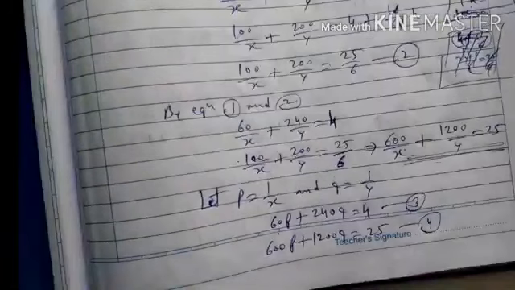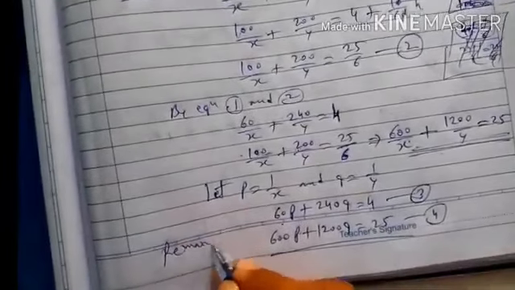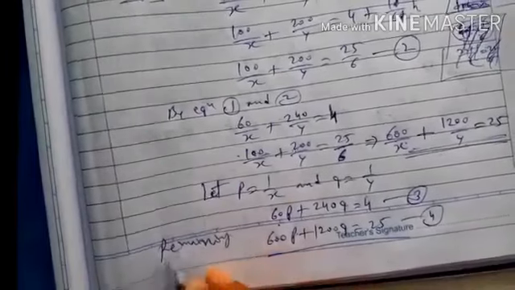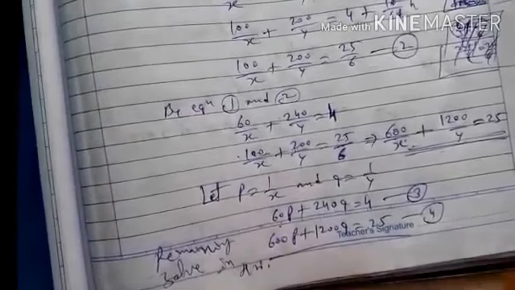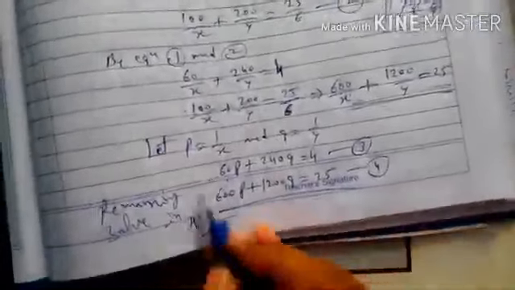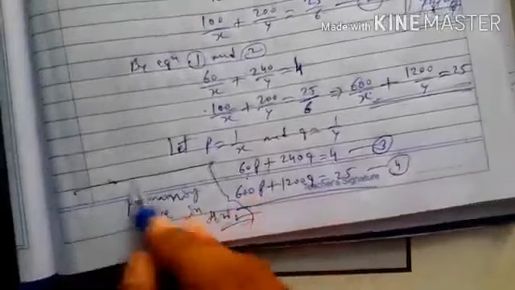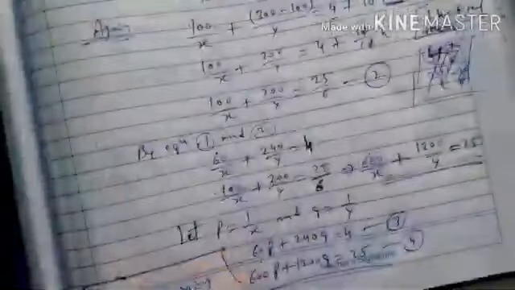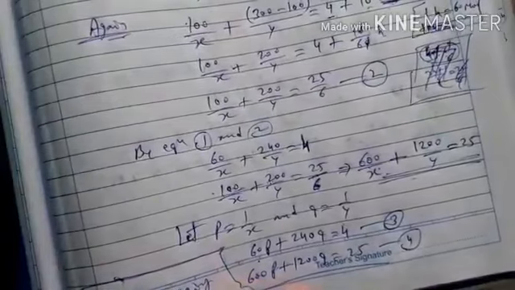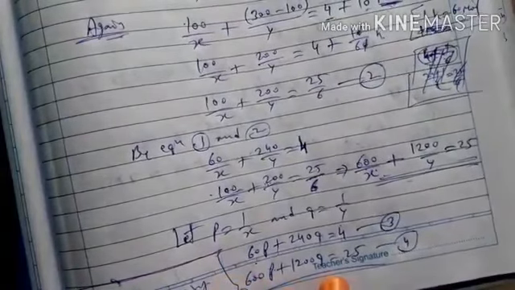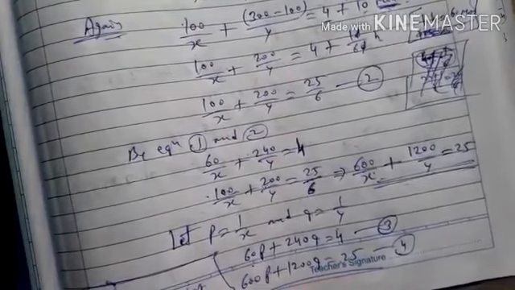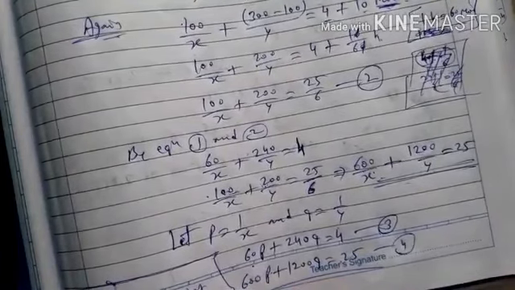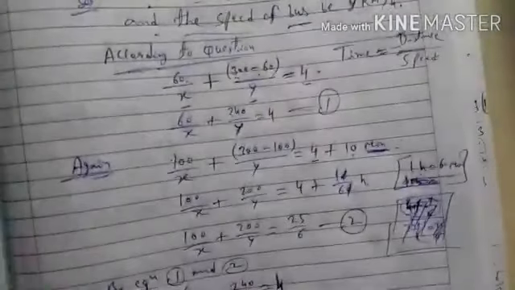You solve the remaining question in homework. Students, solve the remaining question in homework: find the values of p and q, and then find the values of x and y. Your value of x will come out as 60 and the value of y will come out as 80.